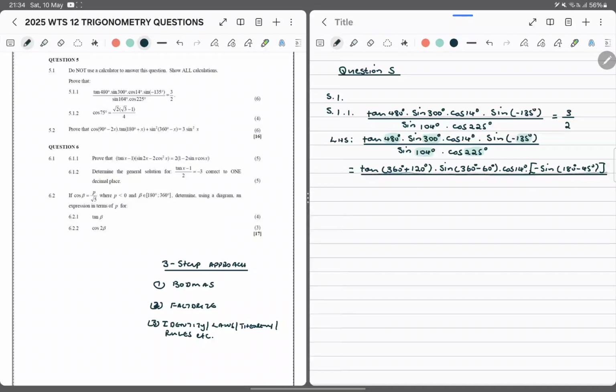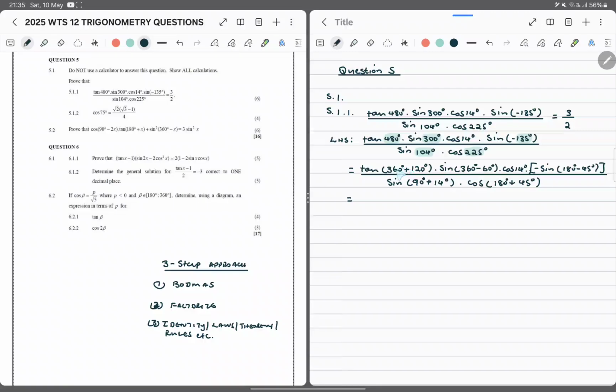We don't have time. So once you're comfortable with these things, folks, you will see it becomes a lot easier. 104, I just want to use this 14 because it looks related. So this is going to be sine 90 degrees plus 14 degrees. Looks all right. Times cos of 180 degrees plus 225 is 180 plus 45, right? Nice and easy. Now we start reducing.